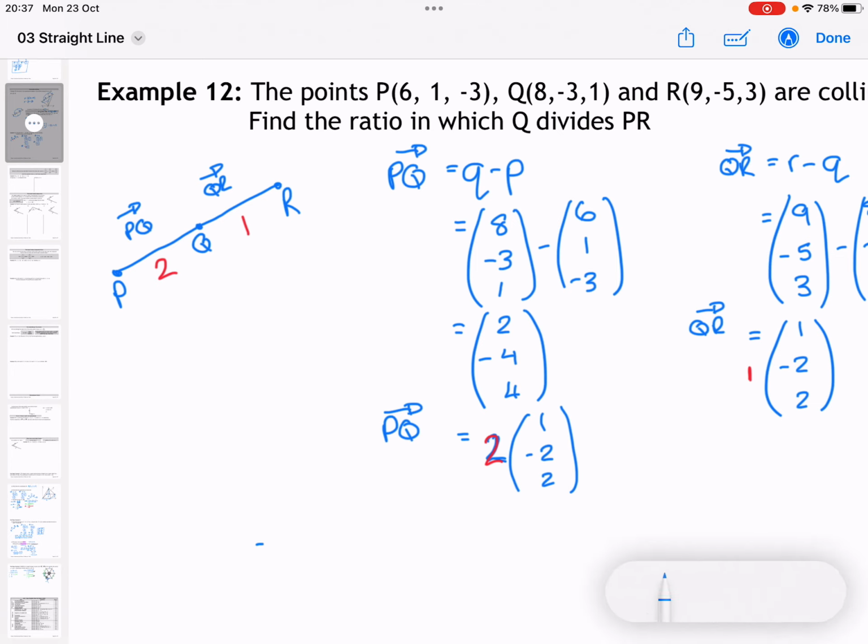So we're then saying that Q divides PR in 2 to 1. You don't change the numbers when you're doing a ratio.